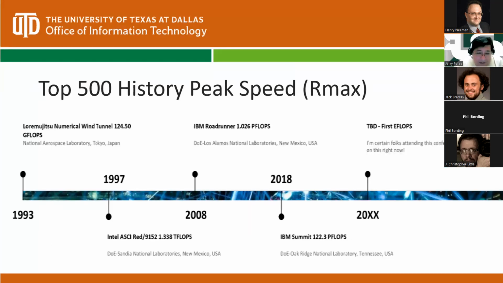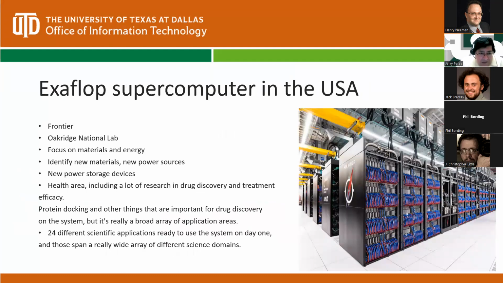And speaking of bigger supercomputers, here's the Top500 history. For example, we have the Fujitsu Numerical Wind Tunnel from 1993, which was 124.5 gigaflops. Then Roadrunner from Los Alamos was 1.026 petaflops. And then IBM Summit in 2018, which was 122.3 petaflops. And then the next one, for 2022, is Frontier, which is at the Oak Ridge National Lab. And it's an exaflop supercomputer.